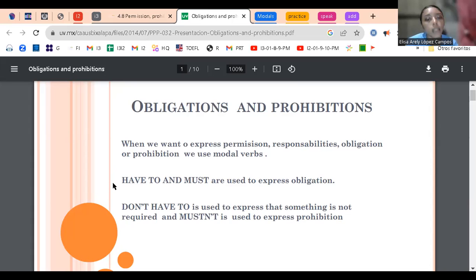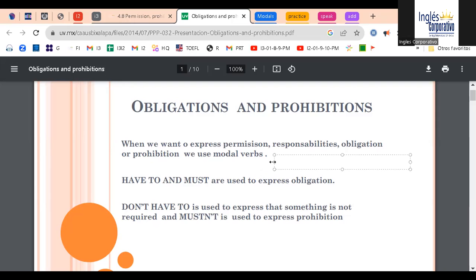Have to and must are used to express obligation. Don't have to is used to express that something is not required, and mustn't is used to express prohibition. So when we want to express permission, responsibilities, obligation, or prohibition, we use modal verbs. Have to and must are used to express obligation. We also have don't have to, which is used to express that something is not required. And mustn't is used to express prohibition.